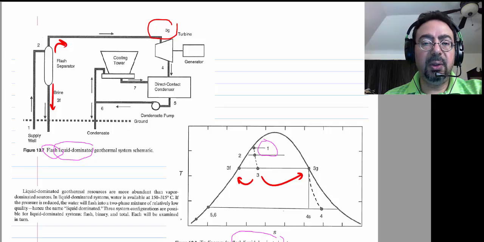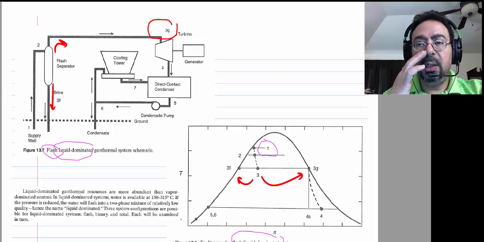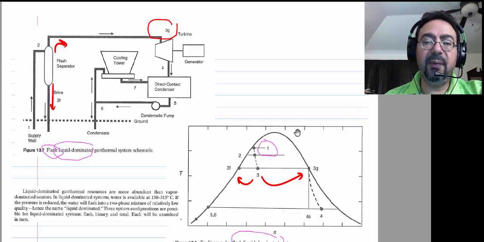Alright, so now let's continue with geothermal energy. Let's see what happens if the water coming from the ground is not steam or vapor dominated but more liquid dominated. So you are getting saturated liquid rather than saturated steam. What do you do with that?